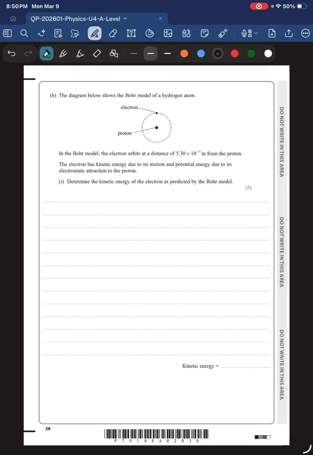Okay, we need the kinetic energy of the electron. So this is the electron. How does it go around in a circular orbit? This is its velocity, and since it's a circular orbit, there must be a centripetal force that is perpendicular to this velocity. So the sum of all forces should be equal to mv squared over r.